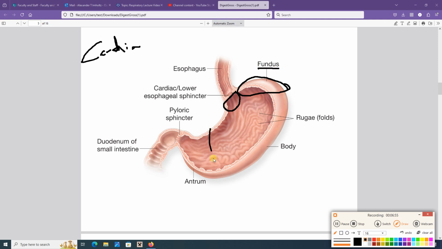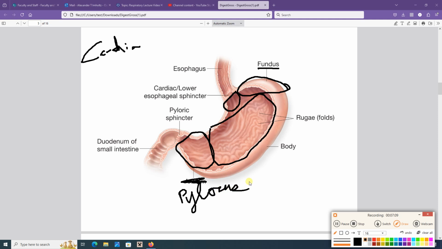Then it has a big region right here called the body. And then another region right here. We're actually going to ignore this word antrum, and we're going to call this region the pylorus. So those are all important regions of the stomach. Cardia, fundus, body, pylorus.